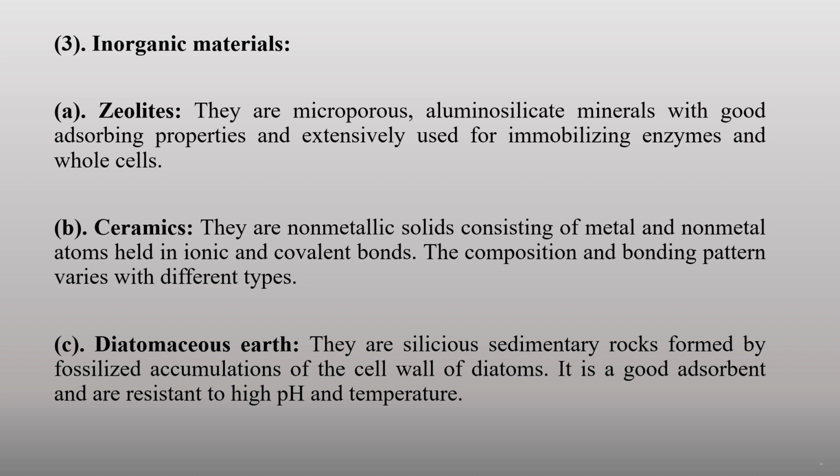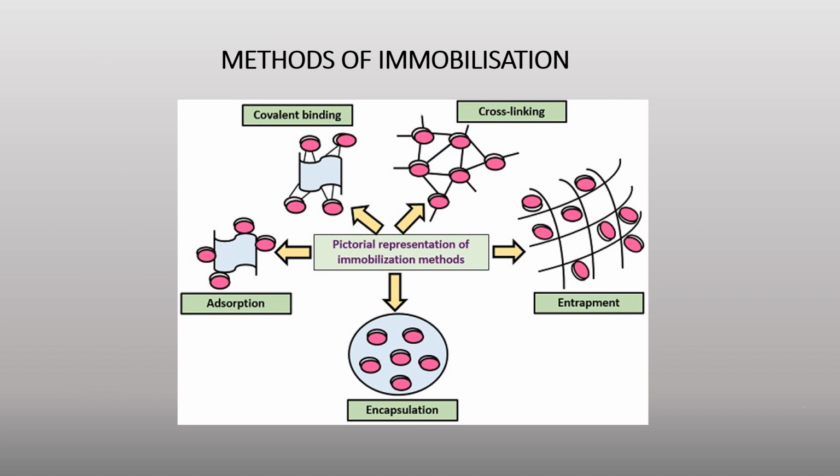Diatomaceous earth. They are siliceous sedimentary rocks formed by fossilized accumulations of the cell wall of diatoms. It is a good adsorbent and is resistant to high pH and temperature. This is the pictorial representation of immobilization methods.